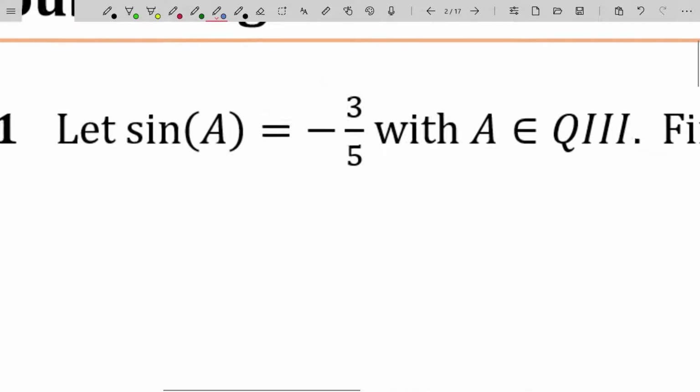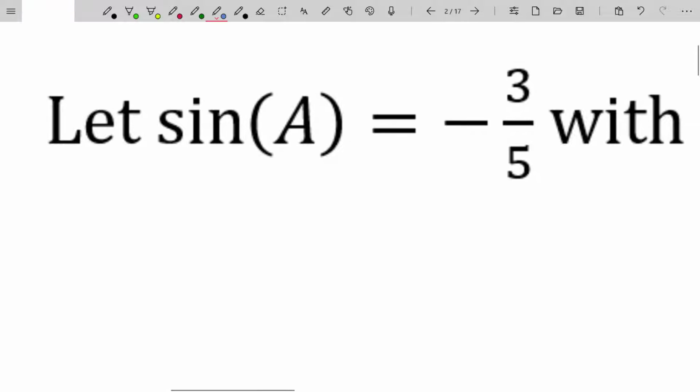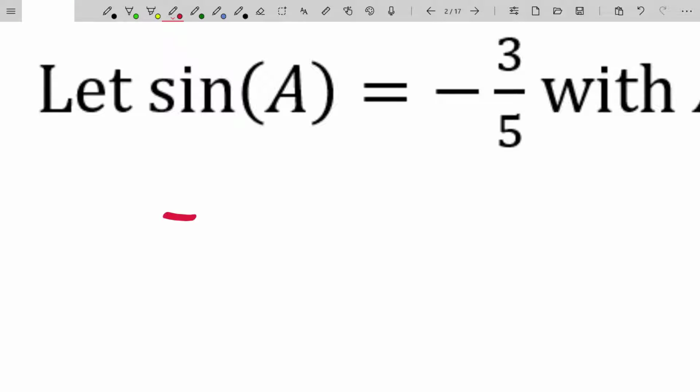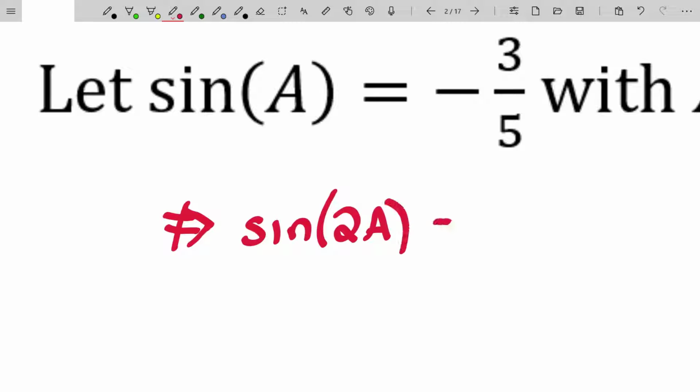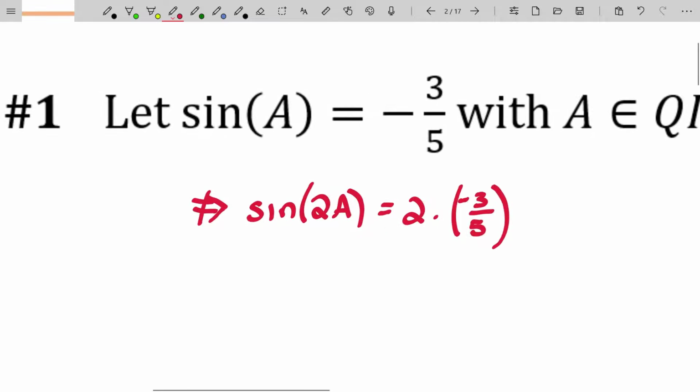Notice we're not given the sine of 2A, we're given the sine of A. And before I even begin, let me just tell you, this does not imply that sine of 2 times A is equal to 2 times negative 3 over 5. That is not true. You can't just say, oh, multiply both sides by 2 and bring that 2 inside the sine. That does not work. That just illustrates you don't know how functions work. So this is wrong. Bad.